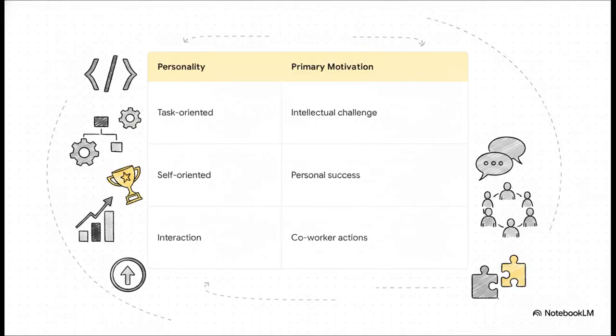You can use this breakdown as a handy visual study guide. Task-oriented means a focus on the intellectual challenge. Self-oriented means a focus on career progression. Interaction-oriented means a focus on team collaboration. Now, keep in mind, a single person's behavior is almost always a mix of these 3 types. We are complex creatures, right? But one trait usually remains dominant at any given time. And importantly, those dominant traits can actually shift and evolve over the course of a person's career.